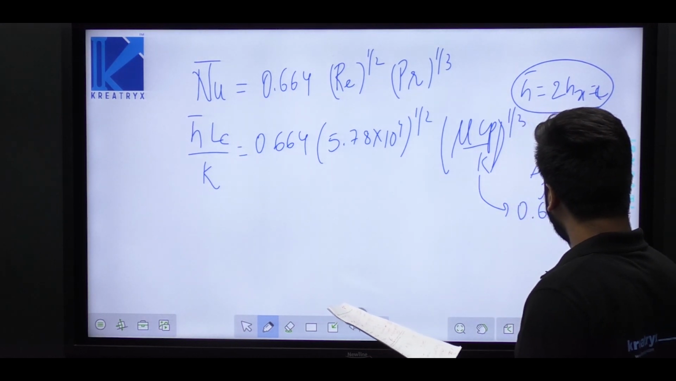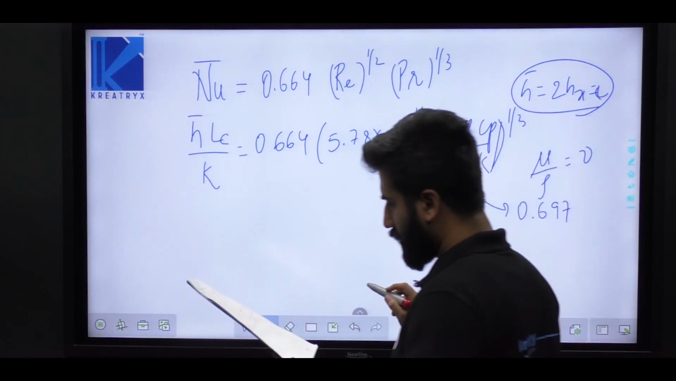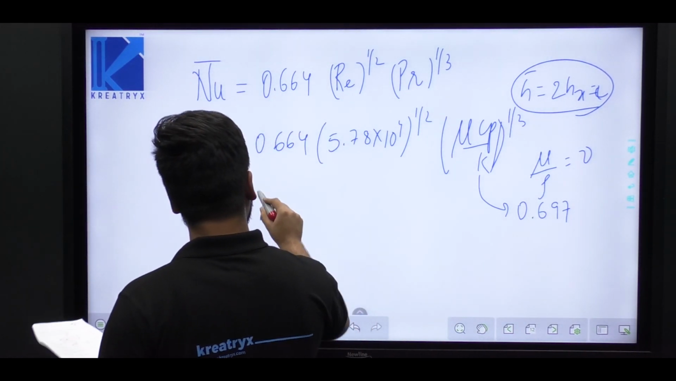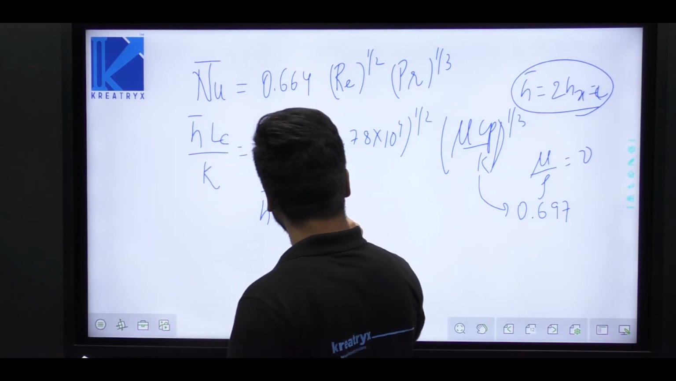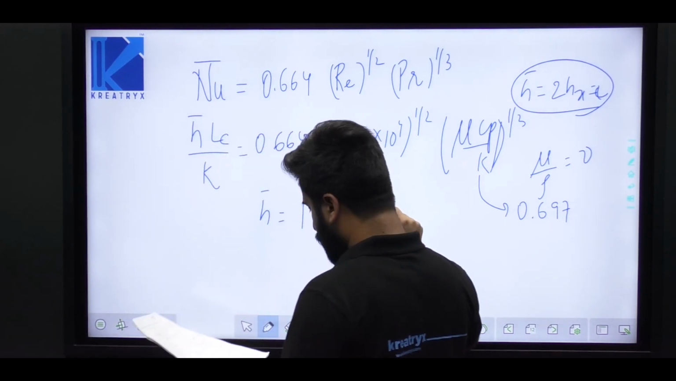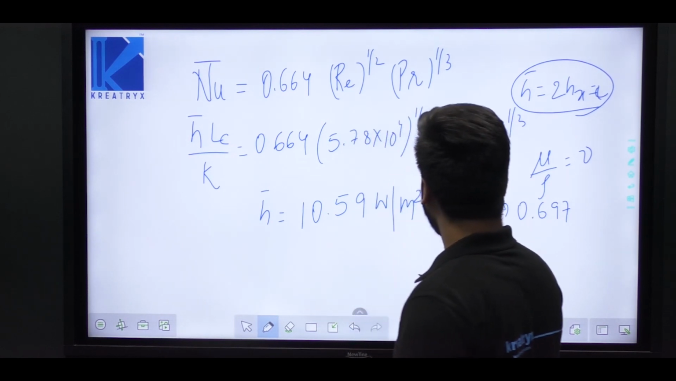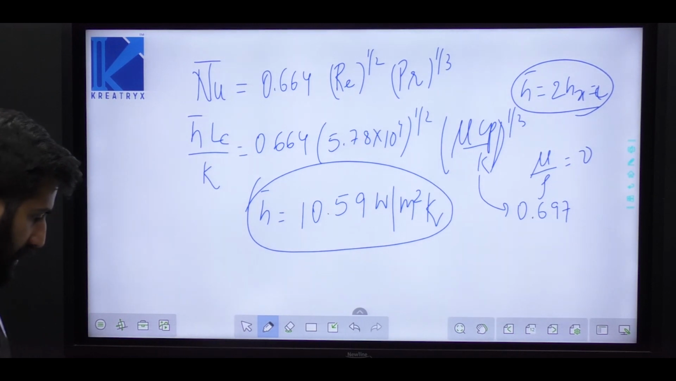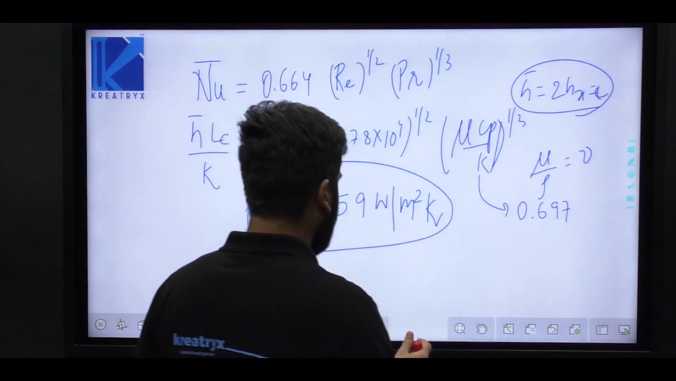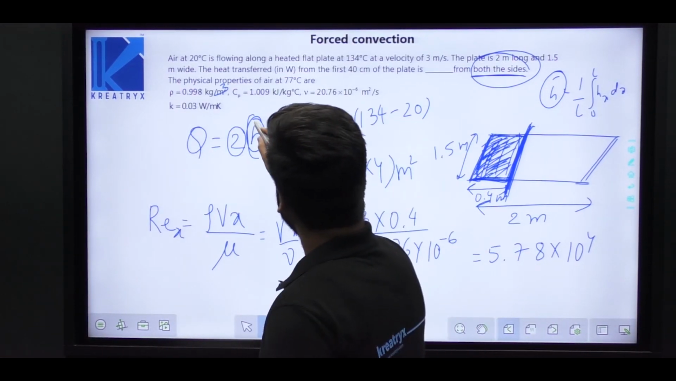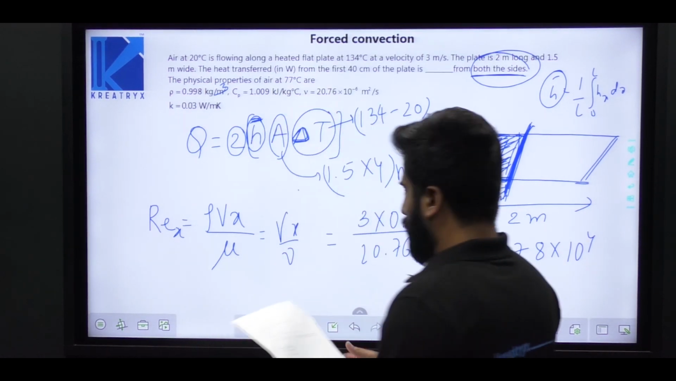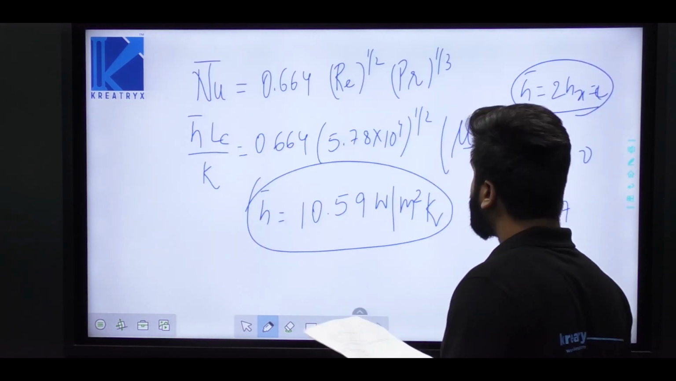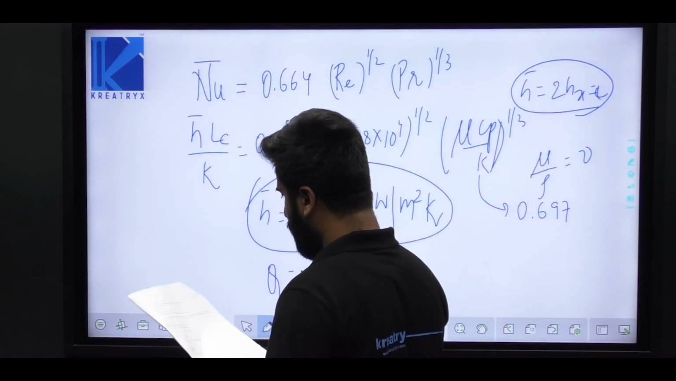This is 0.697. Yes. So when you solve this, you will get H bar is equal to 10.59 watt per meter square Kelvin. So H bar is 10.59 watt per meter square Kelvin. And when you put this value of H bar here, the total value of heat transfer will be 1450 watt.